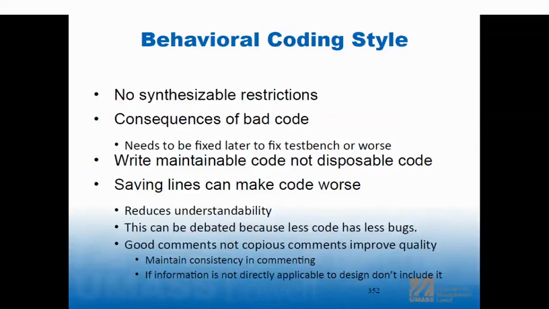I always think that this is the first product, and I'm going to build on it and create a second product from it, a third product. Even if they're revolutionary, some of the things at least give you a head start. So an obvious statement is write maintainable code, not disposable code. I want you to just remember why there's more of an attraction to disposable code in behavioral coding or test bench design. So saving lines can make code worse.